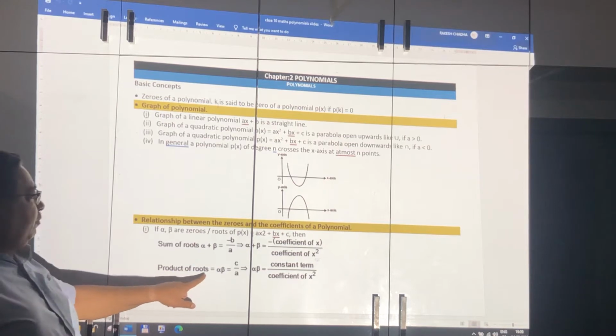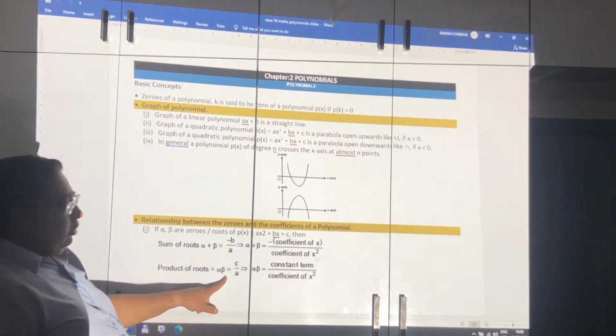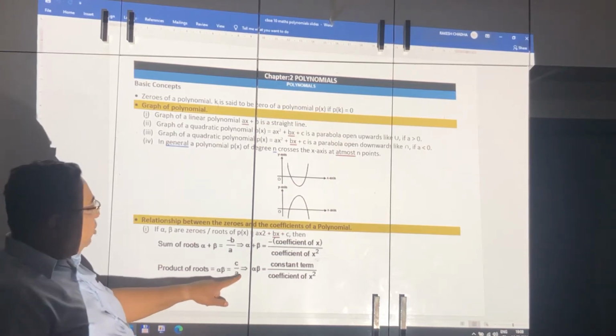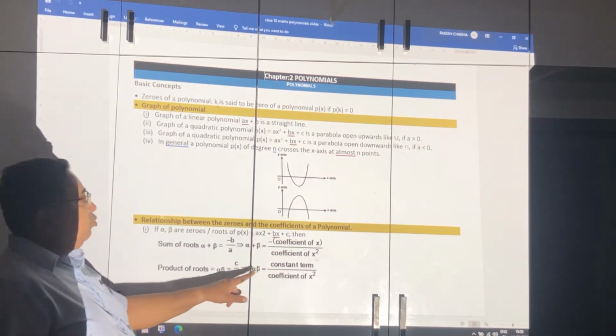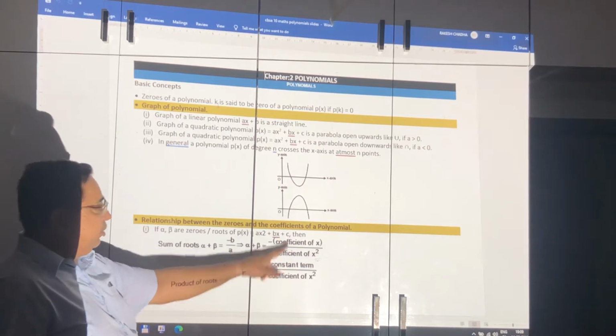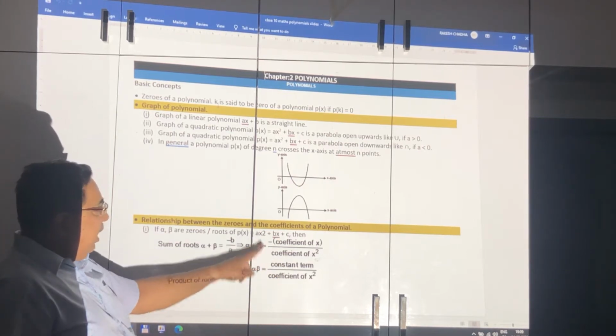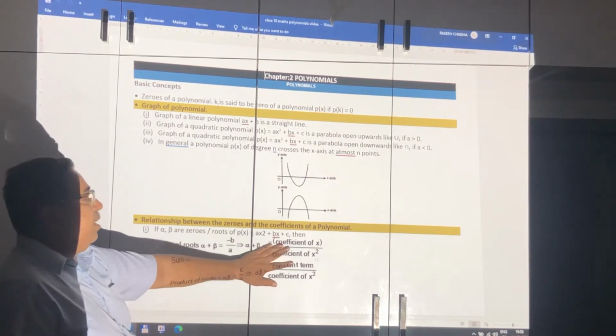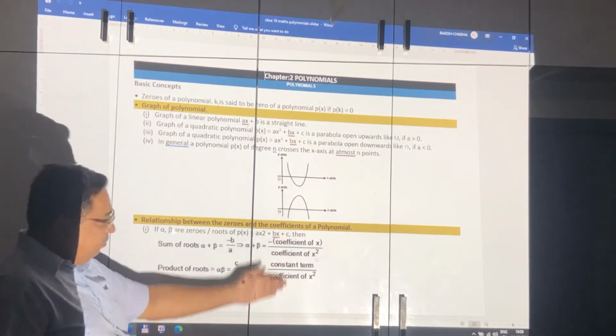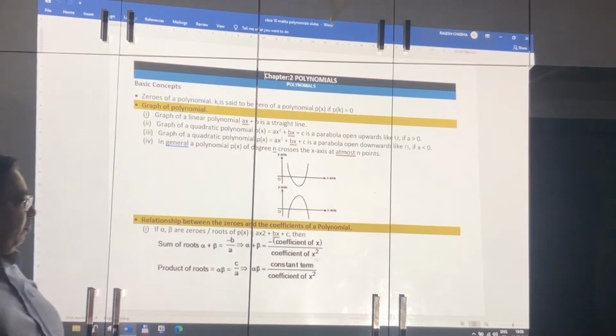Product of the roots: if I multiply alpha by beta, the 2 answers I have, I will get c upon a. This is positive, it's not negative. So alpha beta is the constant term, c, upon a, the coefficient of x square. You remember this, you don't have to mug so hard. Simple. But we write like this. Okay, my friends? So this is the relationship which we will see in the sums.